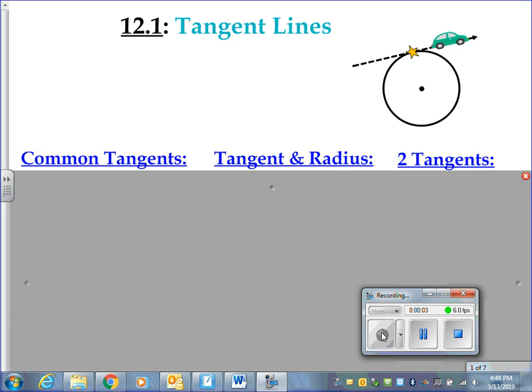Hey guys, so we're on the last section of this chapter. We're going to talk about 12.1, which just focuses on tangent lines. So if you remember, tangent lines are like those hit and runs. So we're just going to look at different scenarios of hit and runs on circles.